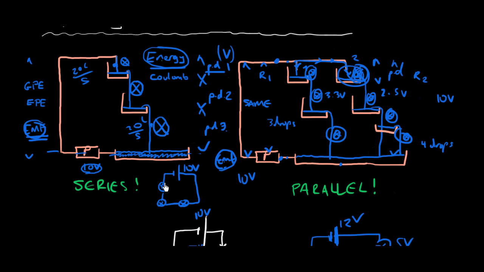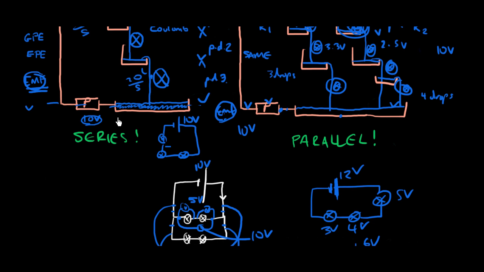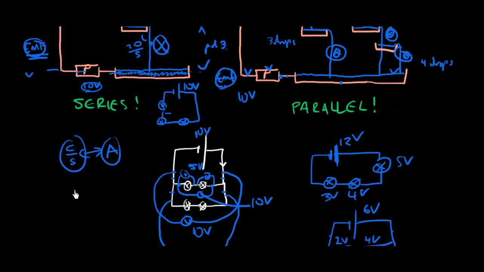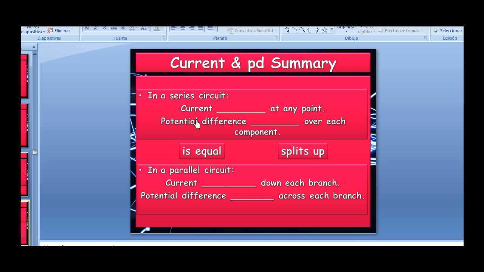But we don't measure current like that in electricity. In electricity we talk about coulombs per second or amps, same thing. Coulombs per second or amps, exactly the same thing. And in a series circuit, they're always the same. This is always the same value for the current. If you put an ammeter here or you put it here, it's going to give you the same amount for the current. So current is equal at any point.